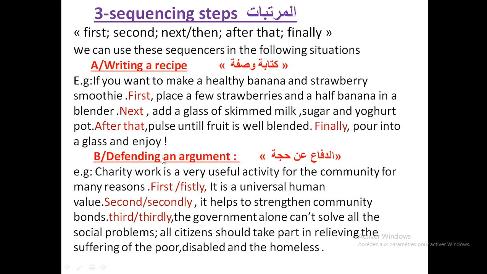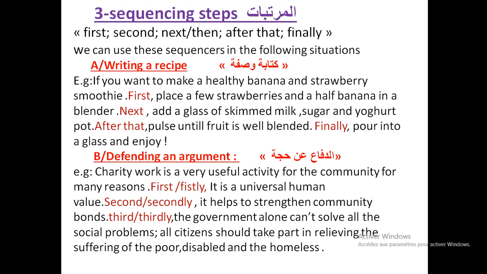The second situation, defending an argument, الدفاع عن حجة. كي نحبوا ندافعوا على حجة لازم نمدو des arguments باش نقنعوا المستمع تاعنا. For example, when we write an argumentative essay, we have to give arguments. To organize these arguments, we use the sequencers.